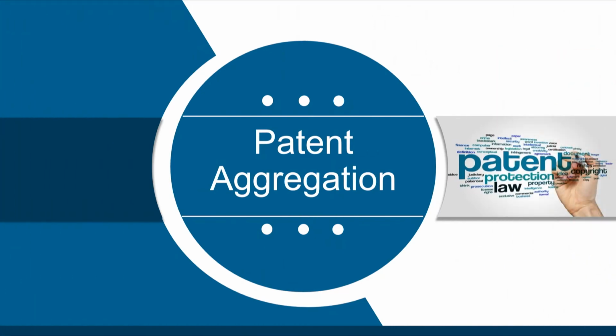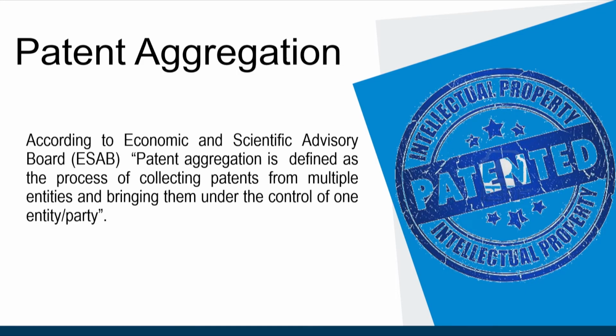Now, dear learners, let us understand what we understand by patent aggregation. According to Economic and Scientific Advisory Board ESAB, patent aggregation is defined as the process of collecting patents from multiple entities and bringing them under the control of one entity or party. Aggregation basically means addition, collection of all these at a single place. This is what we mean by patent aggregation in simple words.